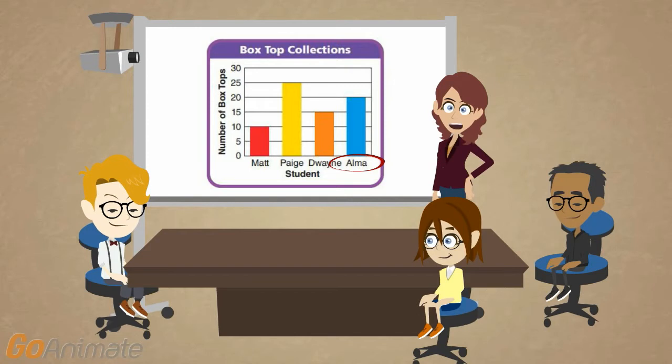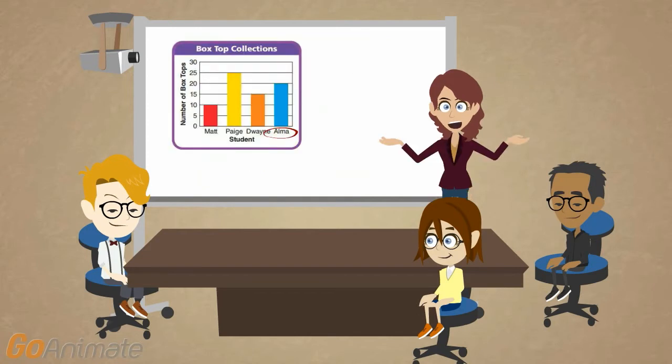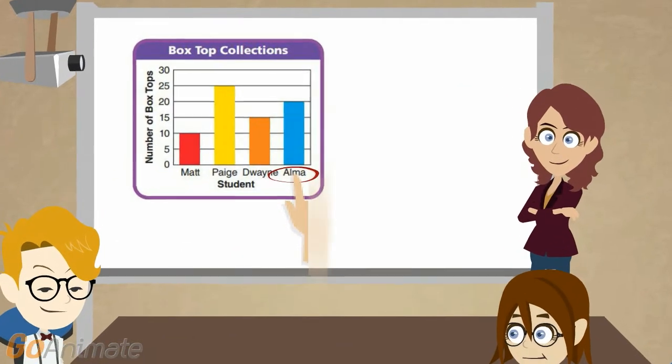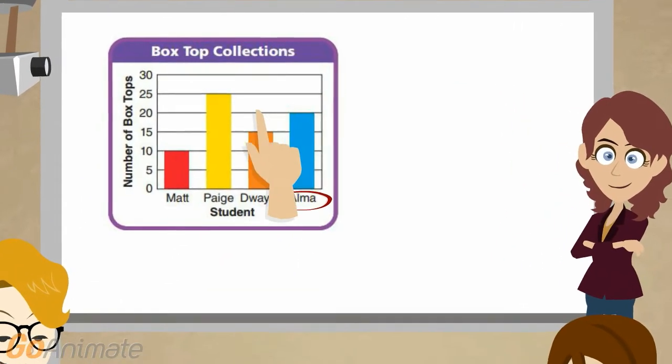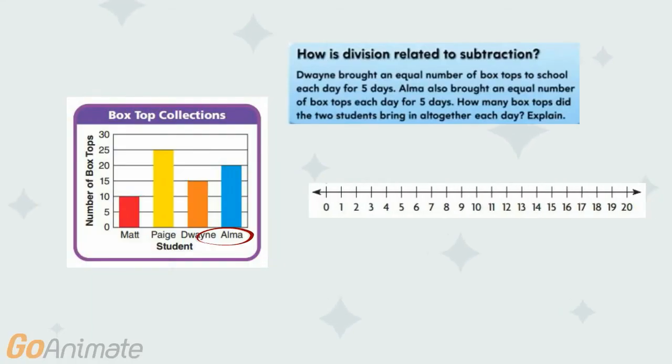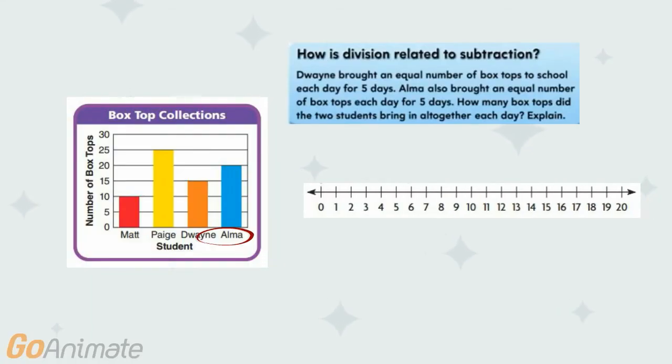Now, let's take a look at Alma. So what do we know about Alma? Well, she brought the same equal amount of box tops each day for 5 days as well. Now, let's see how many she brought in total by looking at the graph. If we look at Alma on the bar graph, and we go up the bar and over, we see that she brought in a total of 20 box tops. So, we can again think about making jumps of 5 to represent the 5 days, but this time we are going to start at 20.